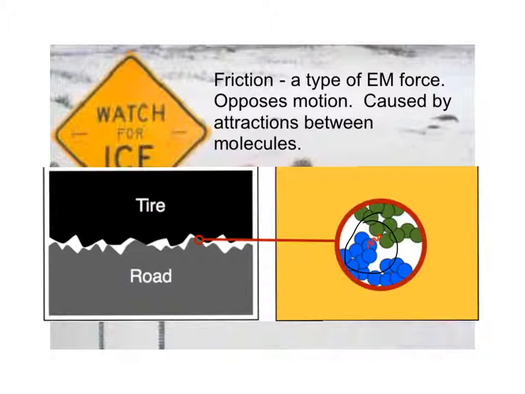Because even though there might be some attraction between the polar bear and the ice, there's not a lot of nooks and crannies for that attraction to happen in. And ice is like that really because the little nooks and crannies in the ice actually get filled in by liquid water. So it makes it really hard for ice to be good at stopping you.